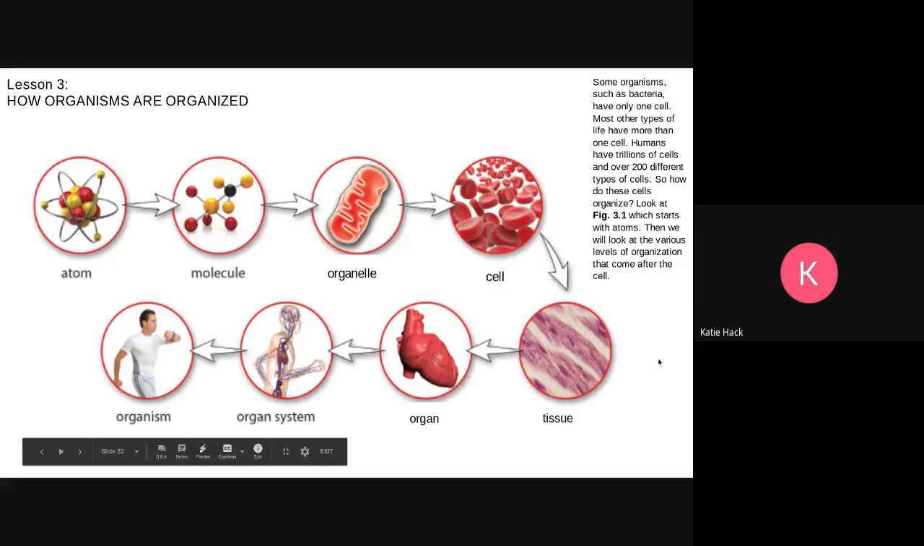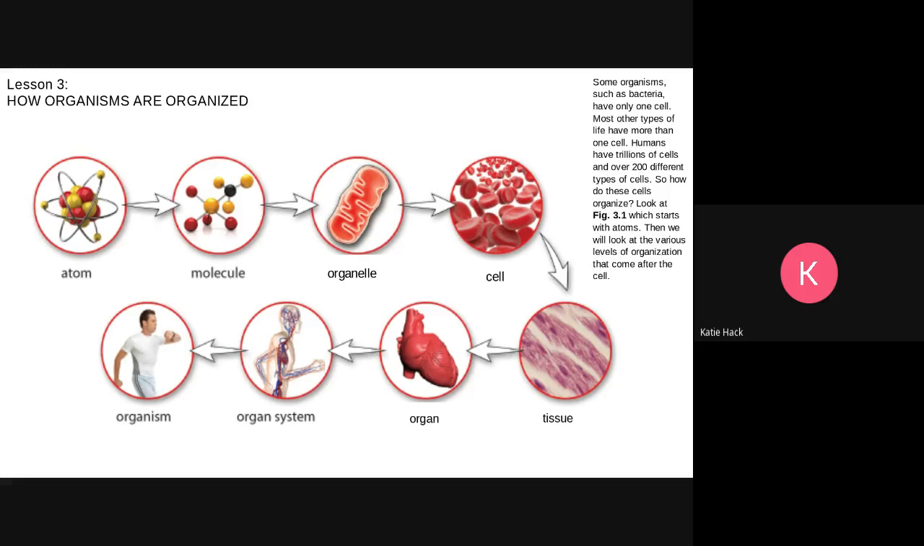Mhm. Okay, so now lesson 3, we're going to talk about how organisms are organized. Let's look at this guy. Okay, so first you start with the atom. That is going to be, say, oxygen, carbon, hydrogen, one atom. And then those atoms are going to combine together to form a molecule. So carbon dioxide, water, H2O, sugar, your glucose. So your atoms form a molecule.